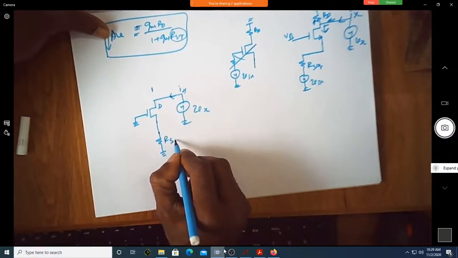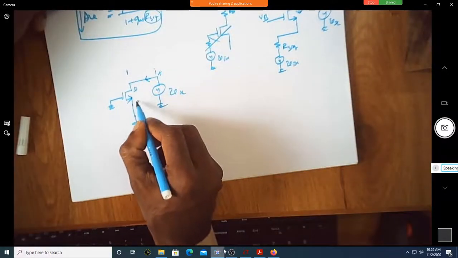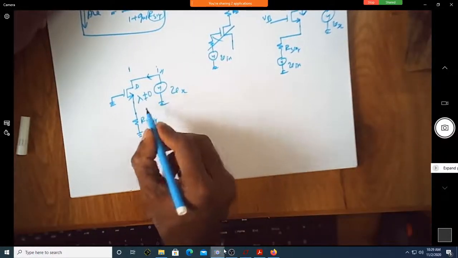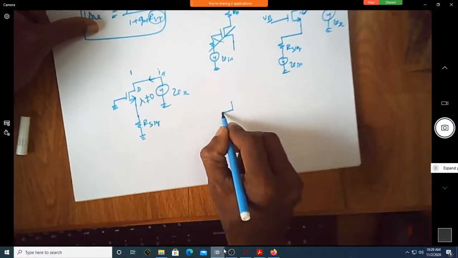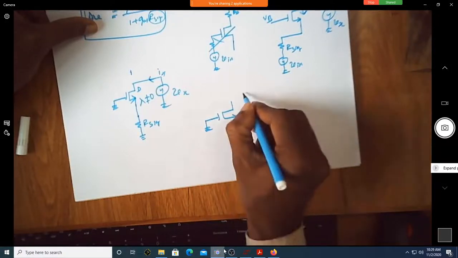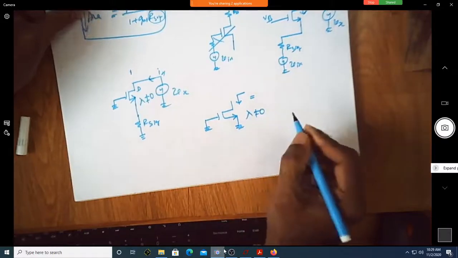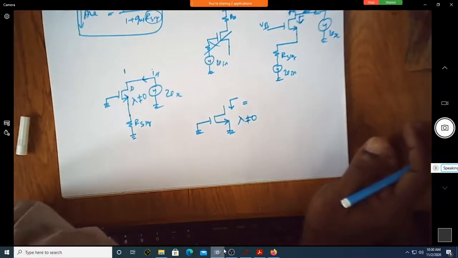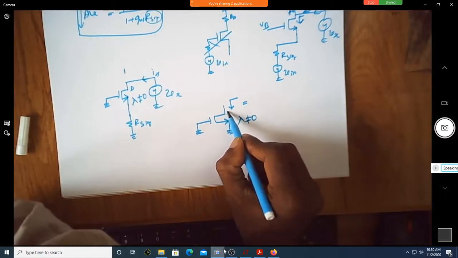This is my R signal, correct. And since lambda is non-zero, I don't know whether you still remember. Suppose you have something over here, and it is AC grounded. If you look from the drain, what is the resistance if lambda is non-zero? I ask you to remember someone. What is the value?